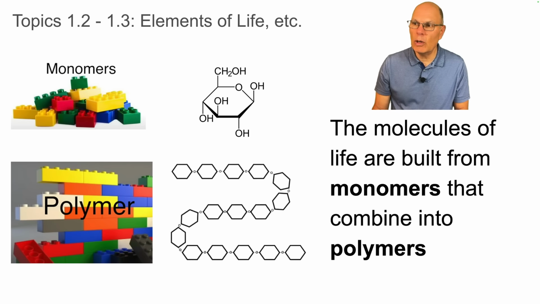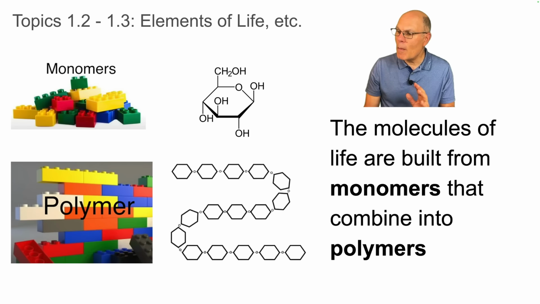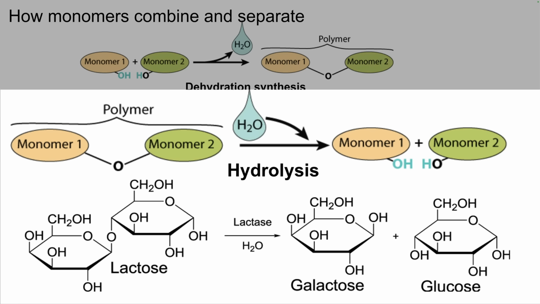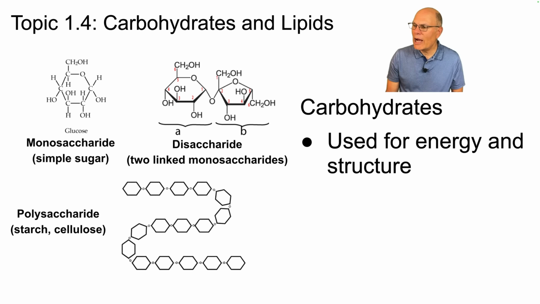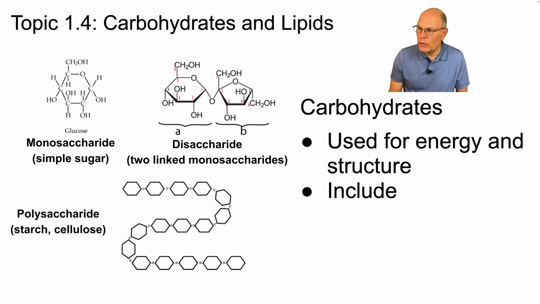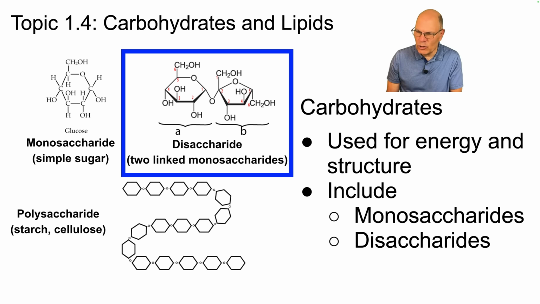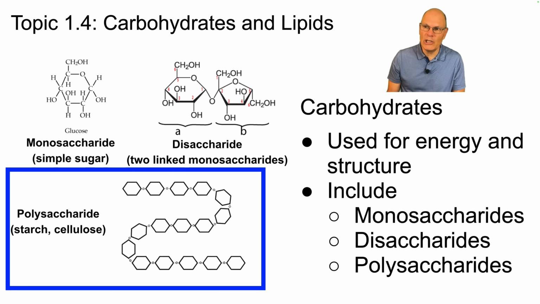Topics 1.2 to 1.3, elements of life, etc. The molecules of life are built from monomers that combine into polymers. You combine monomers into polymers through dehydration synthesis. You take polymers apart through hydrolysis. Carbohydrates are used for energy storage and they create key structures. That includes monosaccharides, which are used for energy storage, disaccharides for energy transport, and polysaccharides, which can store energy like starch or make structures like cellulose, which makes up cell walls.